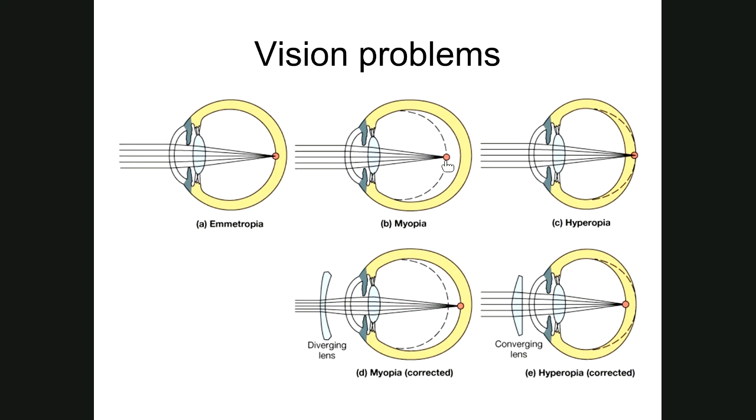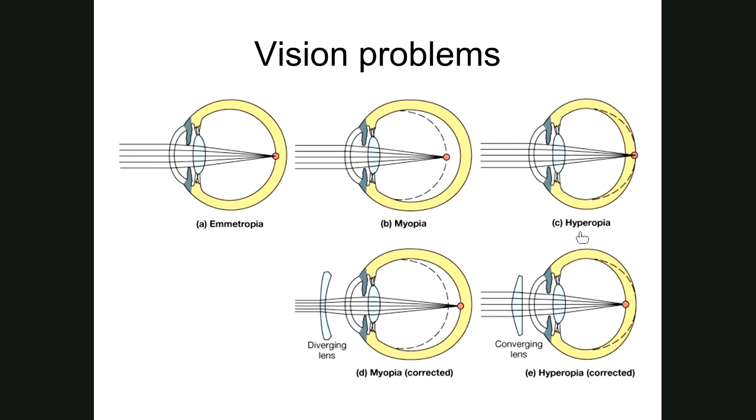And you can see down here, myopia corrected. They put a corrective lens in your glasses, which pre-bends the light to the degree necessary to focus that image on your retina. So your glasses or contacts will do that pre-bending of the light so it focuses correctly on your retina.